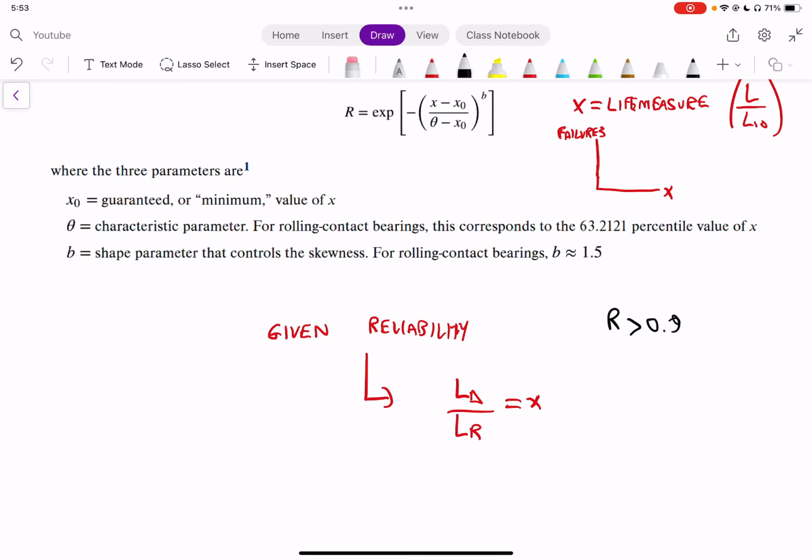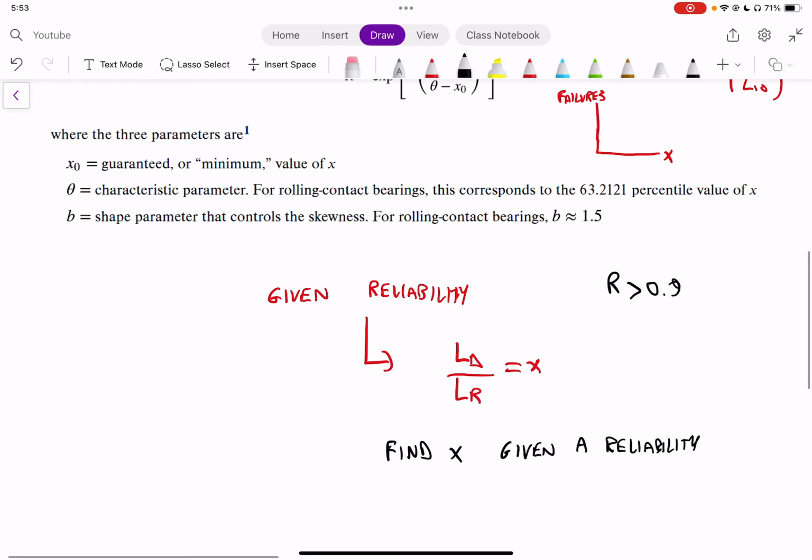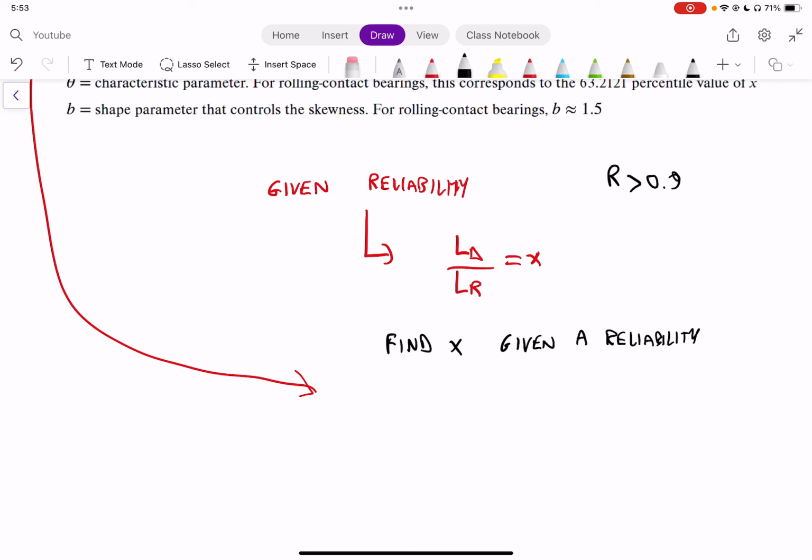So if we have LD over LR, we can find what our value of X is given a reliability. We can find what the life desired should be if we increase our reliability from 0.9 to something else. This is given by rearranging this top equation. If we rearrange it to find X, X is going to be equal to X0 plus theta minus X0, all in brackets, times the natural log of 1 over R to the power of 1 over B. Okay, so just rearranging the equation.